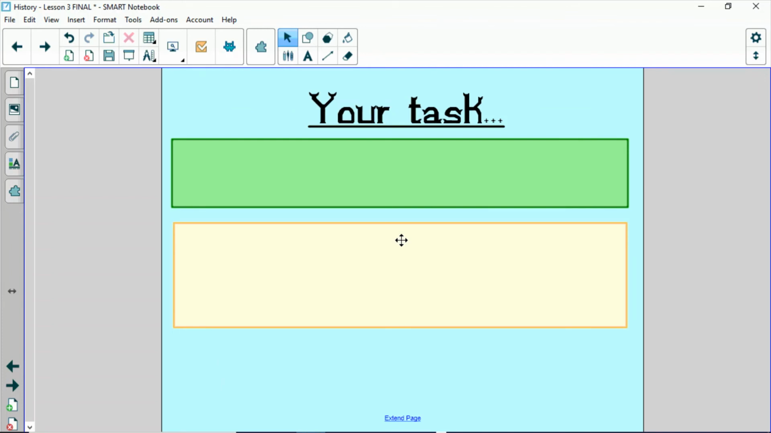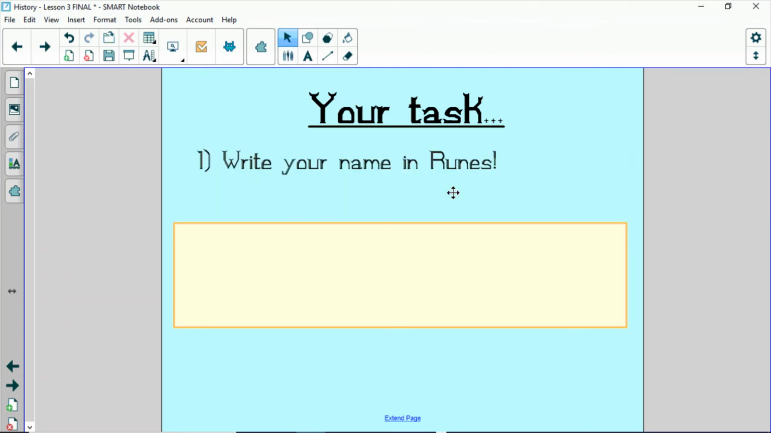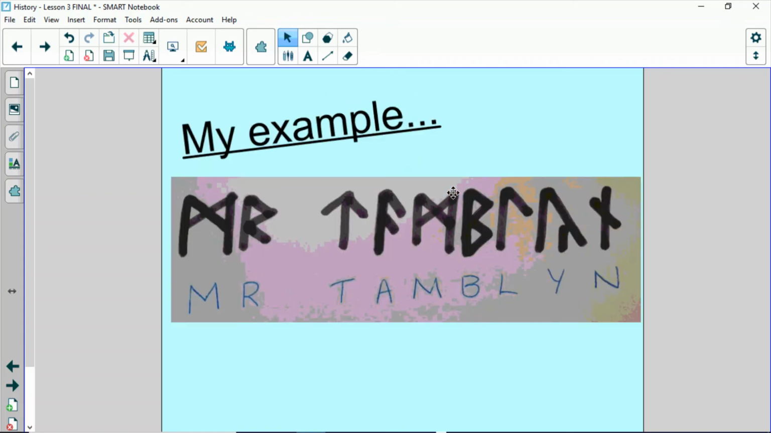Now, let's move on to your task for this afternoon. Firstly, I would like you to try and write your name in runes. Now, I'm going to show you an example of my one, which is on your screen now. This is my name, so Mr. Tamlin converted into Anglo-Saxon runes. You can see this is the Mr. part and Tamlin. Some of the letters look very similar, like the B's and the M's. Some look quite different there.